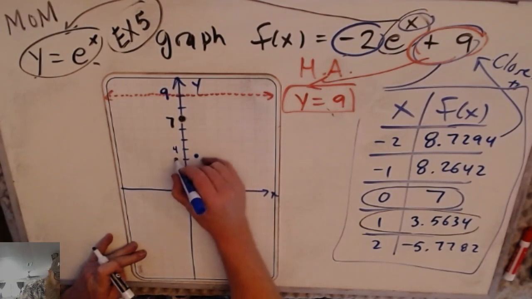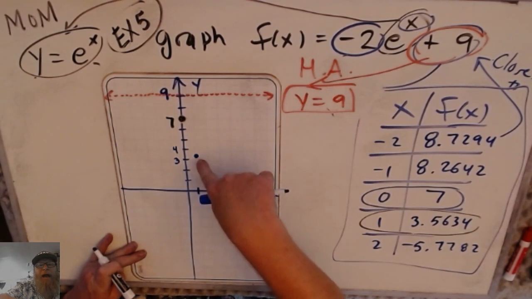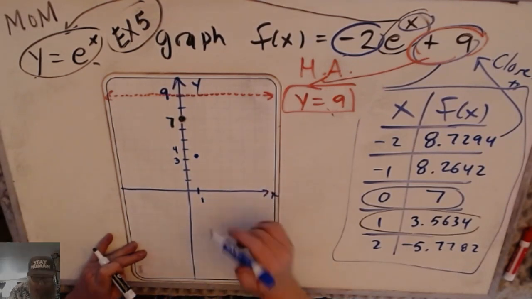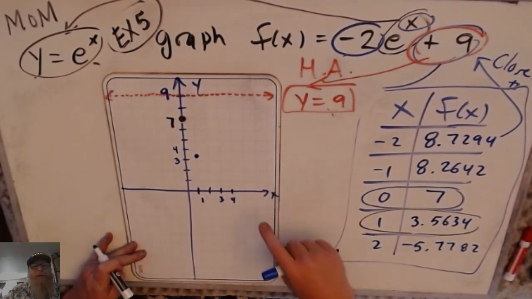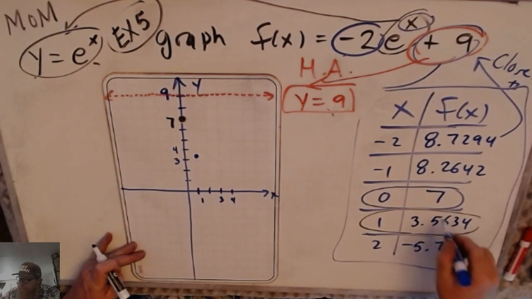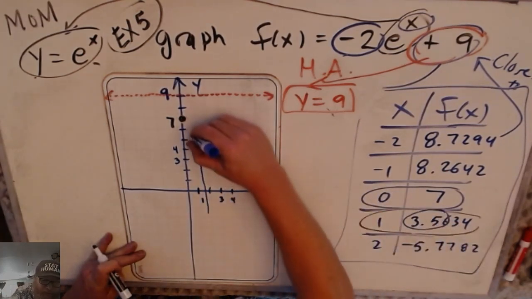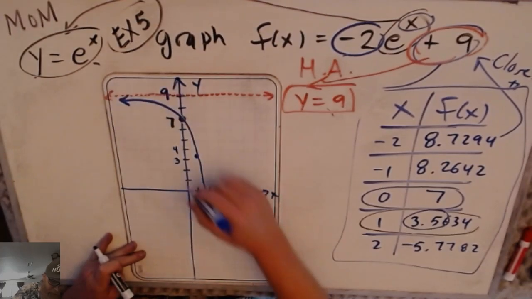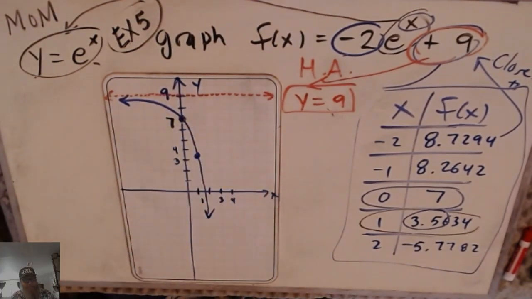So there's 4, there's 3. Make sure you're at the right 3.5. Remember, there's another 3.5 down here. All right, don't stick it there because that's x is 3.5. We want y is 3.5. And so that's good enough. That's all you need. 2 points, and the graph will stick.